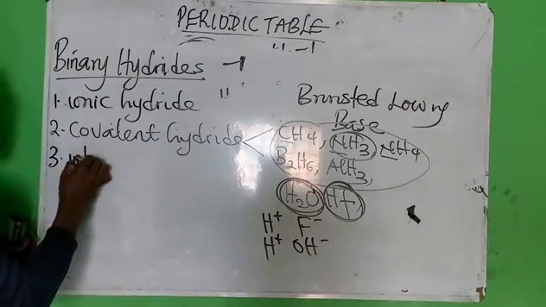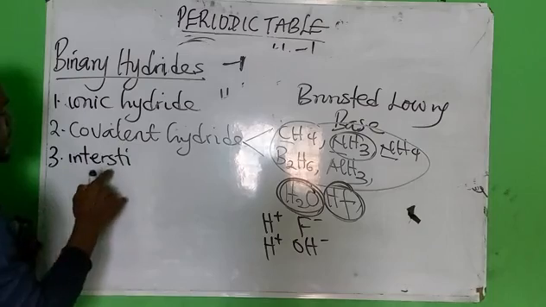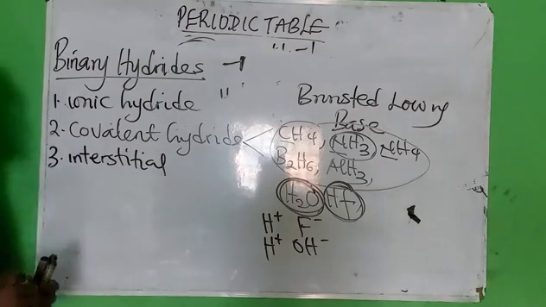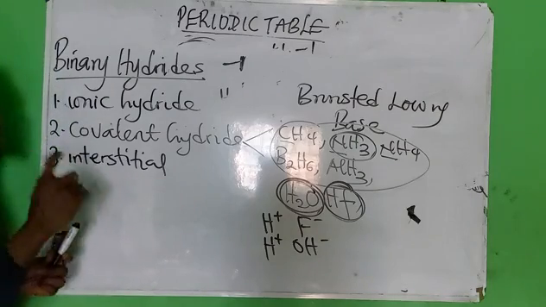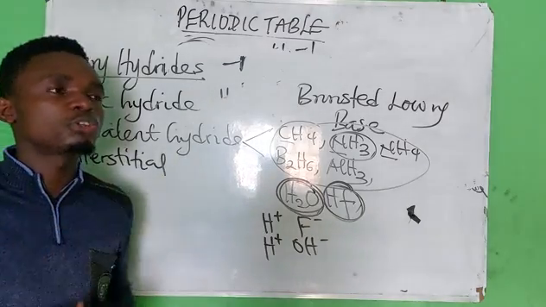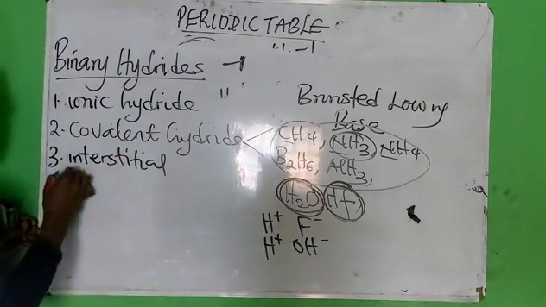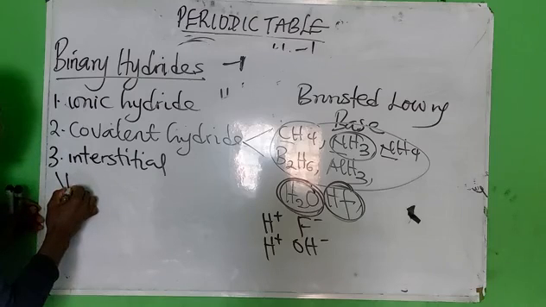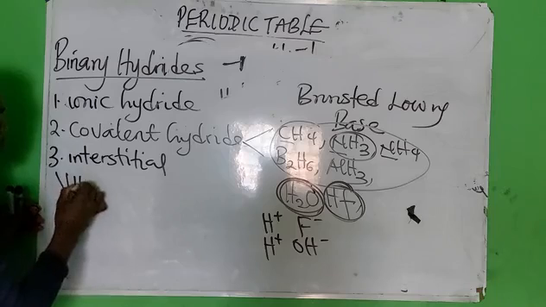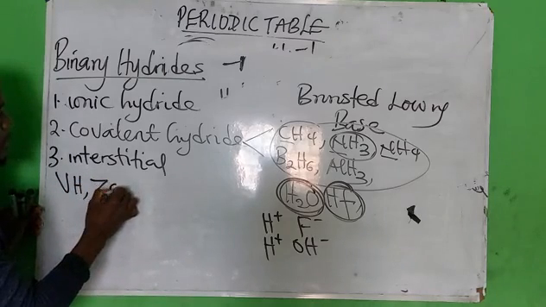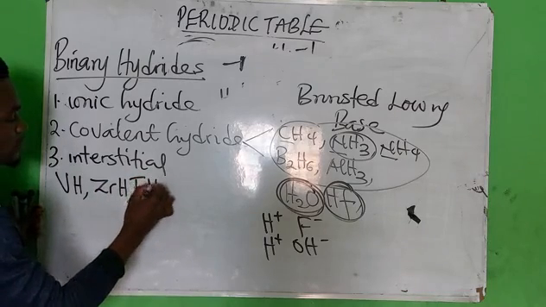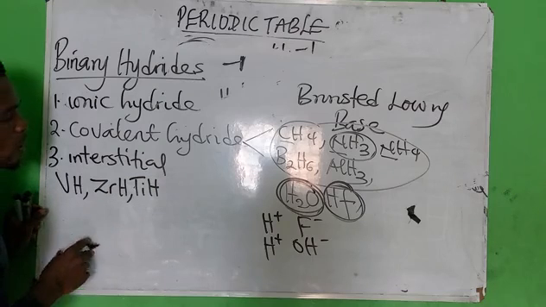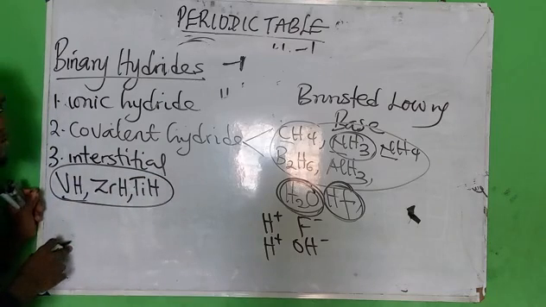The last one is interstitial hydride. Interstitial hydrides are hydrides formed when the hydrogen molecule is bonded with transition or d-block elements, such as vanadium hydride, zirconium hydride, titanium hydride. All of these are interstitial hydrides.